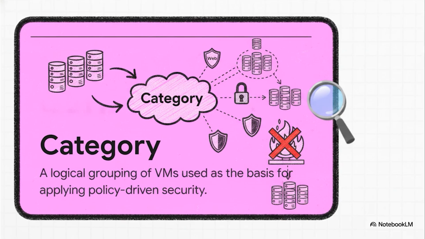Which brings us to the formal definition of a category. A category is basically just a logical grouping of VMs used as the basis for applying policy-driven security. So the absolute crucial takeaway here is this: security policies are applied to categories, not directly to individual VMs. Think about what a massive operational advantage this is. It means your rules scale automatically. If you spin up 50 brand new web servers tomorrow and assign them to the web category, they instantly inherit all the necessary security policies. You don't have to make a single manual firewall update. It's a total game changer.